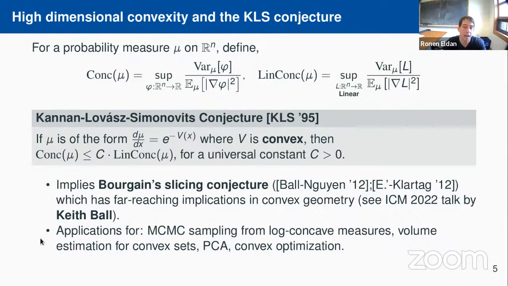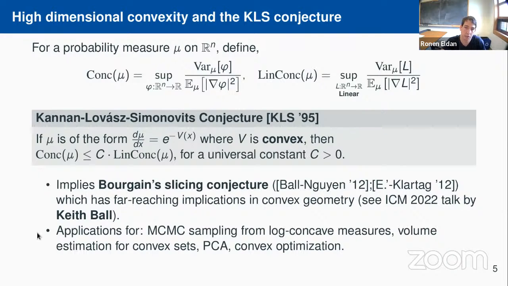The conjecture was actually motivated by its computational applications. It implies direct bounds on how efficiently one can sample from such a measure using Monte Carlo methods, and it also has implications for algorithmic volume estimation, PCA, convex optimization, etc.